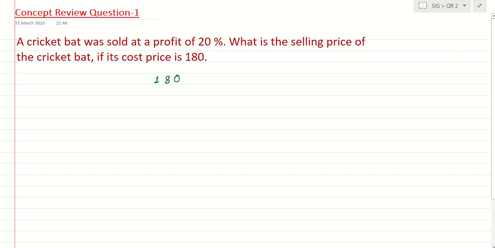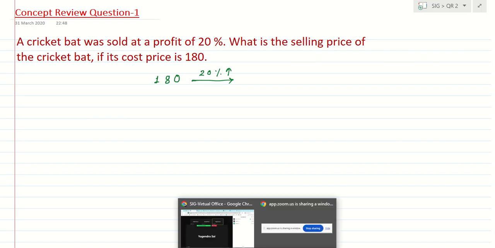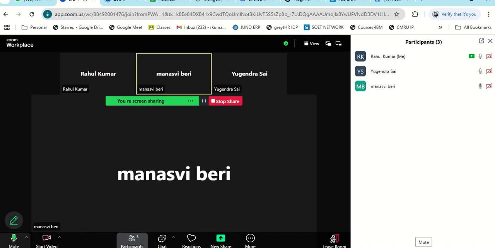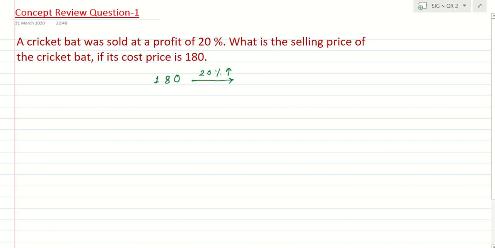180 is the initial value, right? And what is the increment? 20% increment. Make sense, everybody? Yes. What is the increment? 20% increment, right? Now I need to find out the selling price, which means the final value.